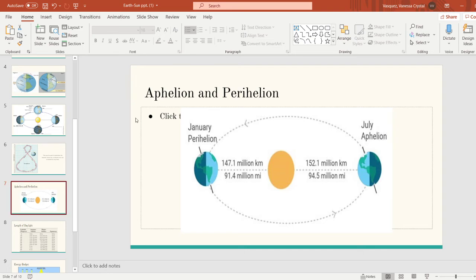Another concept is the aphelion and perihelion. The Earth's orbit around the sun is not symmetrical. In January, the Earth is closest to the sun at 147.1 million kilometers, and in July, the Earth is farthest away from the sun at 152.1 million kilometers.